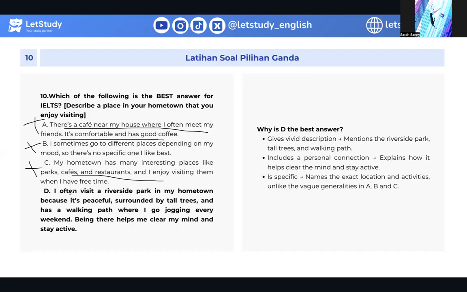Okay. D, I often visit a riverside park in my hometown. Why? Because it's peaceful, surrounded by tall trees. Being there helps me clear my mind. It is the correct answer because it really is. First it answers, after that it gives more detail. Like it's surrounded by tall trees, it has a walking path where I go jogging every weekend. Why do I go there? Because being there helps me clear my mind. So D is correct because it has a very vivid description.